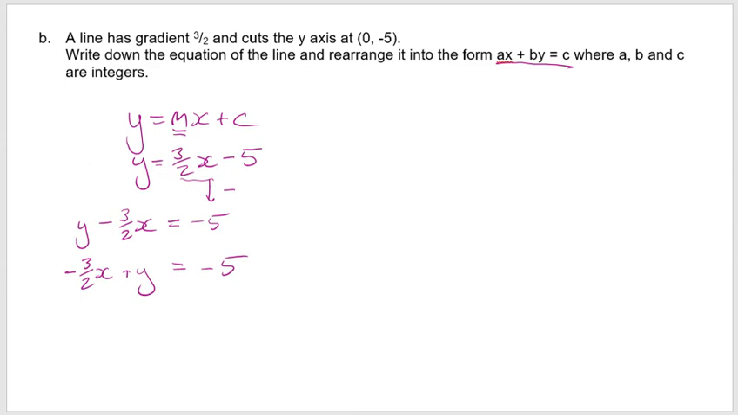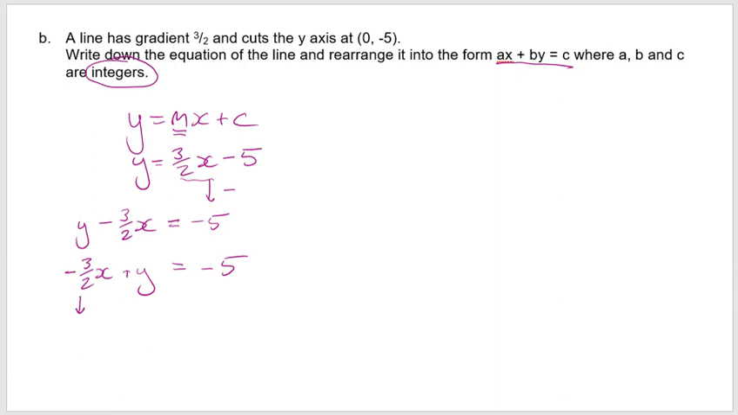Now a, b, and c are meant to be the numerical parts of this equation, and we're told that they have to be integers. Now we've got the -5 on the right representing c. B is actually represented by 1 because that's the coefficient of y. You don't have to write the 1 in there. That's perfectly fine, leaving it as y. However, the coefficient of x is a fraction. So we need to stop it from being in that form.